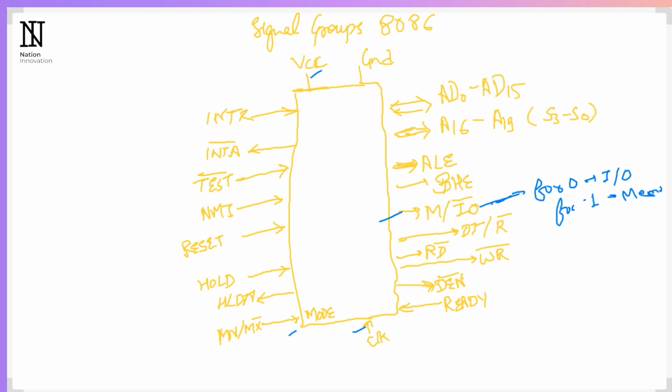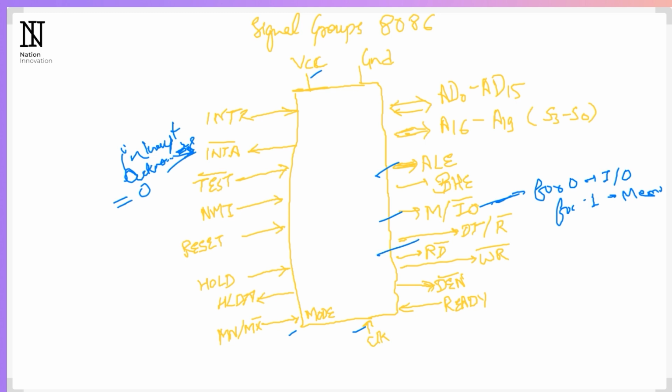Then we have INTA. This is interrupt acknowledge. The interrupt acknowledge signal is used as a read strobe for interrupt acknowledge cycles. That is, when it goes low, it means that the processor has accepted the interrupt. Then we have ALE, address latch enable. This output signal indicates the availability of a valid address on the address and data lines, and it is connected to the latch enable input of latches. The signal is active high and is never tri-stated.